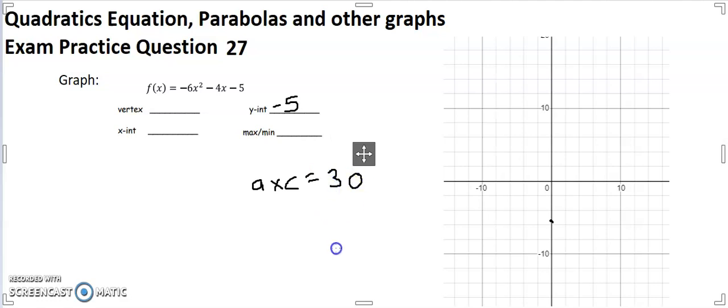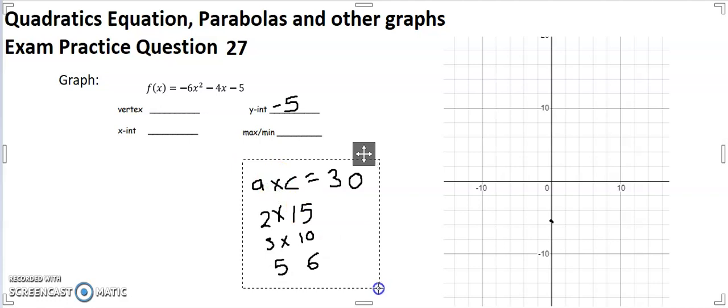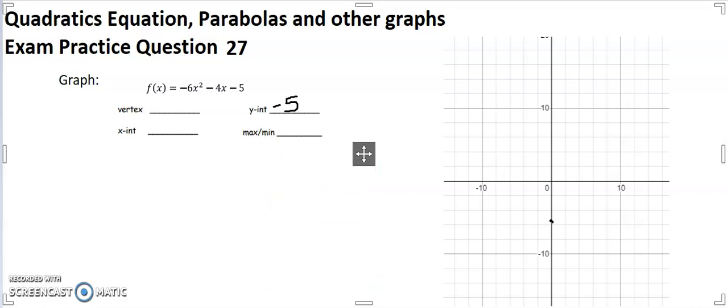So now I need to think about what times together to equal 30. Well, I've got 2 and 15. I've got 3 and 10. And I've got 5 and 6. And because I can see that I can't get two numbers to add up to b, the next step that I need to take is not factorize, but use the quadratic formula.